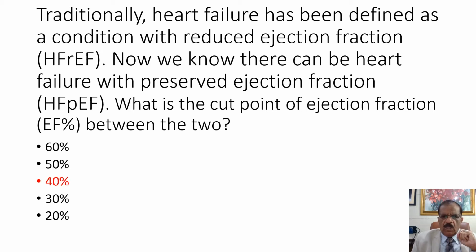It's 40%. Although this parameter is arbitrarily defined, somebody having an ejection fraction of 45, that is low, that is less than normal, but that patient will be classified as heart failure with preserved ejection fraction. Somebody having an ejection fraction of 30 would be classified as heart failure with reduced ejection fraction. So you need to know this cut point.